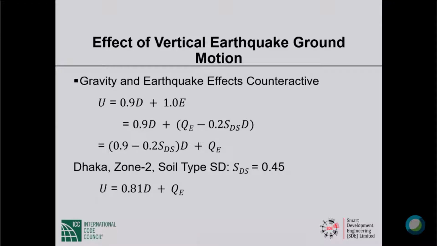Let us look at the counteractive. So 0.9 dead plus 1.0 E. Here E is Q sub E minus 0.2 S sub DS times D. When we collect terms, it's 0.9 minus 0.2 S sub DS multiplying D, then Q sub E. For Dhaka on soft soil SD, S sub DS is 0.45. 0.2 times 0.45 is 0.09. 0.9 minus 0.09 is 0.81. So in the counteractive load combination, we have decreased the dead load factor from 0.9 to 0.81 by considering vertically upward earthquake effect, because that is the conservative thing to do. We are counting on less of the dead load, 81 rather than 90% of the dead load, to counteract the horizontal earthquake effect. Okay.